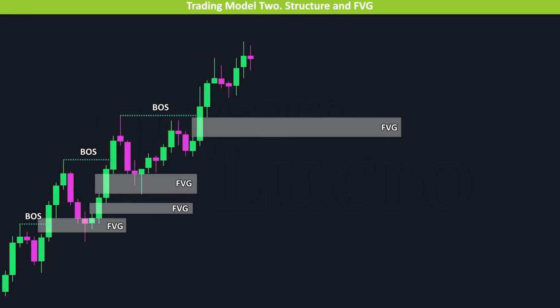The next area of interest is fair value gaps. These gaps represent price imbalances, where the market moved too quickly and left inefficient pricing behind. Over time, price often revisits these areas as it seeks balance. We treat these gaps as key zones of interest, where reactions are likely to occur. The process is simple. First, wait for price to return into the fair value gap. Then look for confirmation on the lower time frames before executing a buy trade.